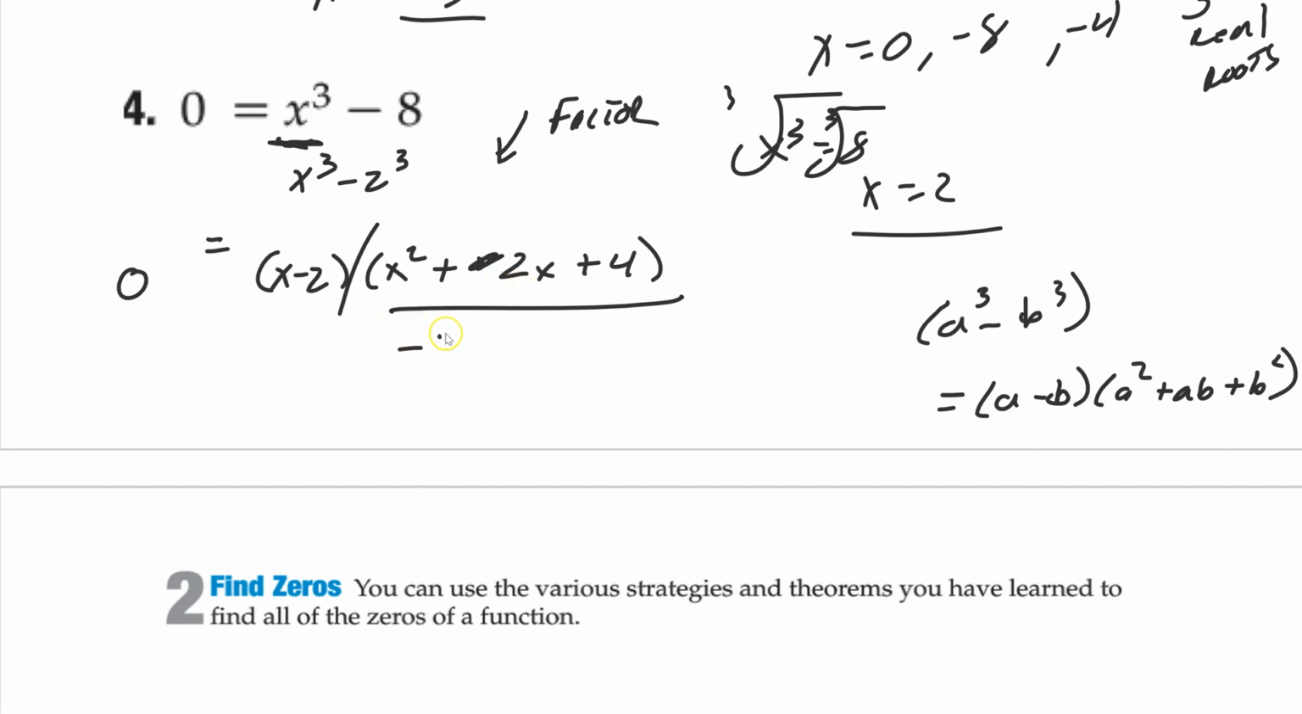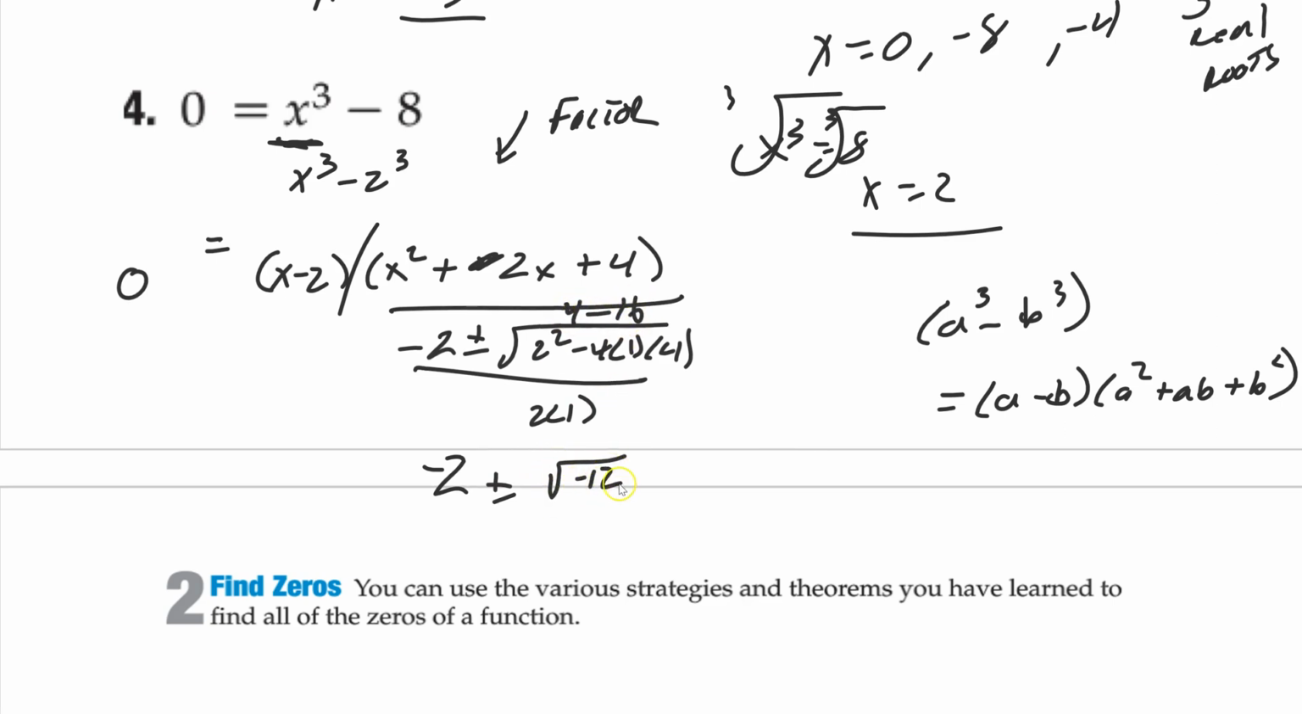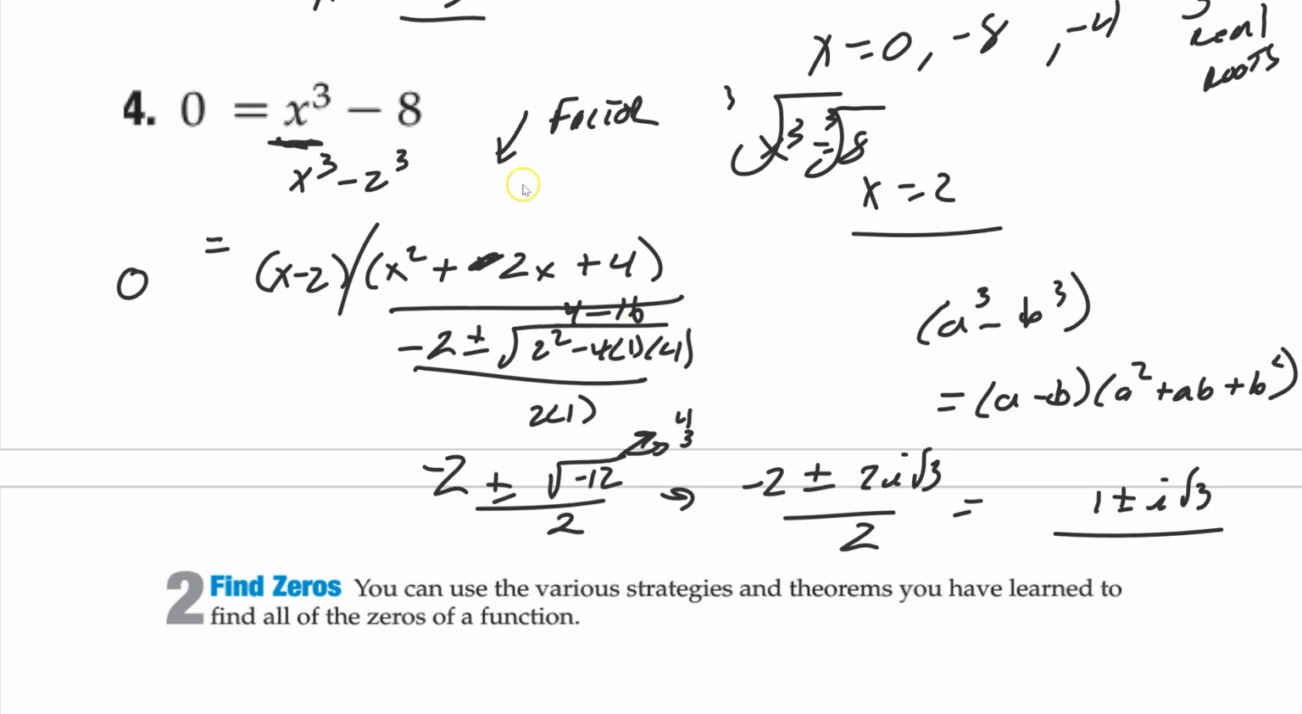So if I did the quadratic formula, it would be like this. Negative 2 plus or minus the square root of 2 squared minus 4 times 1 times 4, all over 2 times 1. This is 4 minus 16, negative 12. So that's going to be negative 2 plus or minus, 12 is 4 times 3, with an i, so 2i radical 3, over 2. Or divide everything by 2 and you get negative 1 plus or minus i radical 3. So you have that for this part. And this one's the easier one, x equals 2.